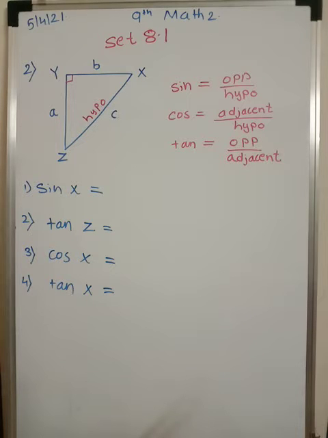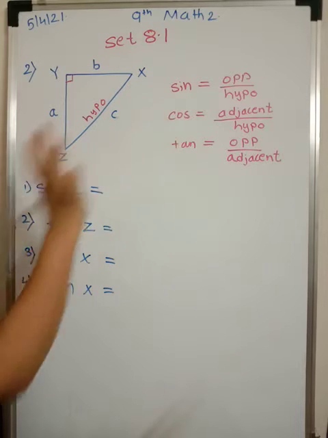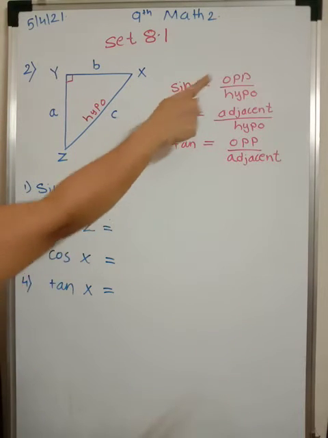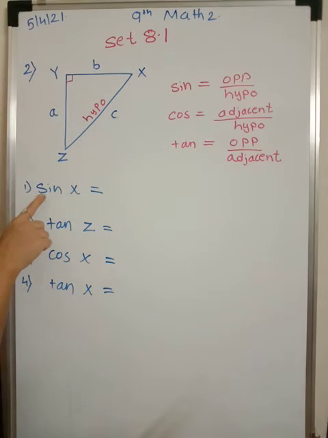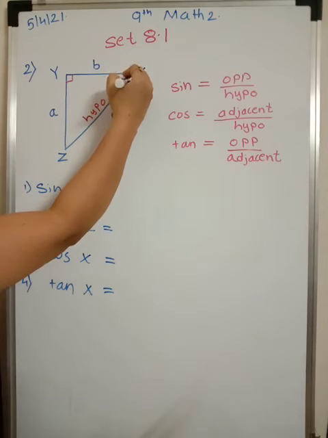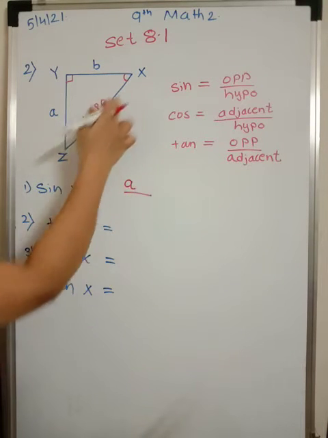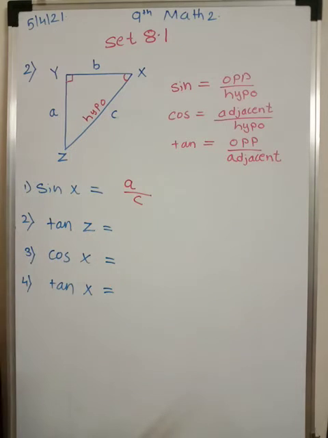Now this is the second problem. When you have this type of problem, you first write what sine, cos and tan are and mark the hypotenuse. It becomes very easy. We know sine is opposite side upon hypotenuse. Now look at sine x. x is this angle. So opposite to this angle is side A, and hypotenuse is C. So it will be A upon C.